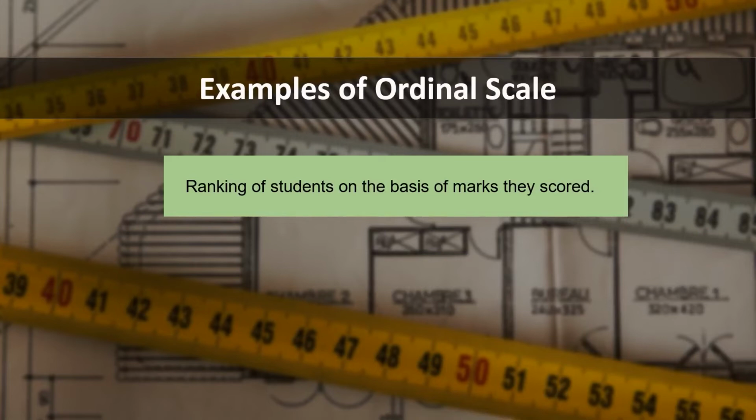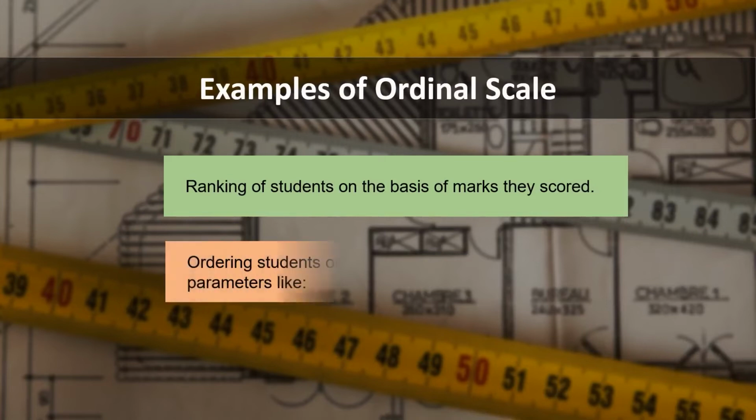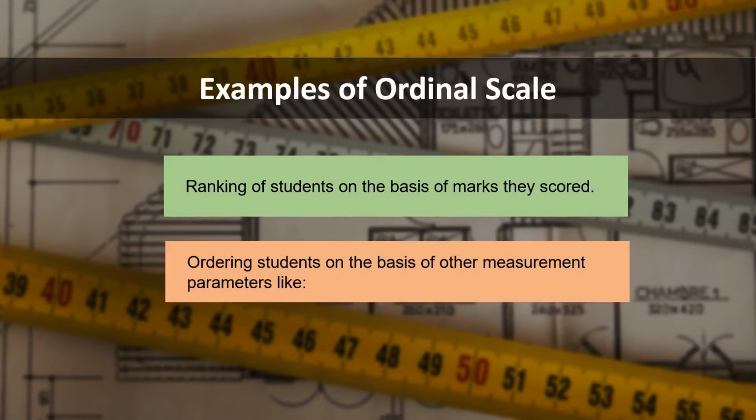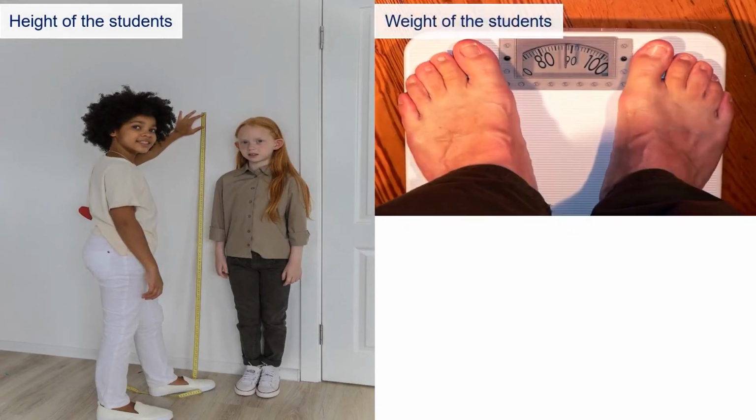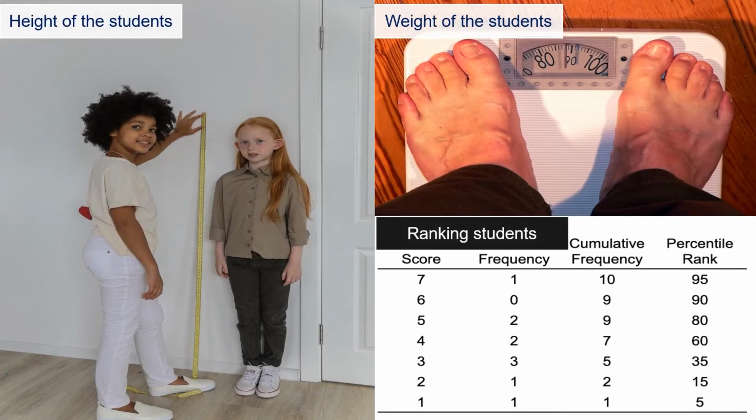So what does it mean? This is the work of the ordinal scale. That means we are ranking the percentages of the learners. And further, ordering students on the basis of other measurement parameters like the height of the students. You can first measure the height, then you can order the height. Then the weight of the students: you can measure the weight, then from highest to lowest, you can rank them or order them. Then further, ranking students on the basis of scores received in different sports.